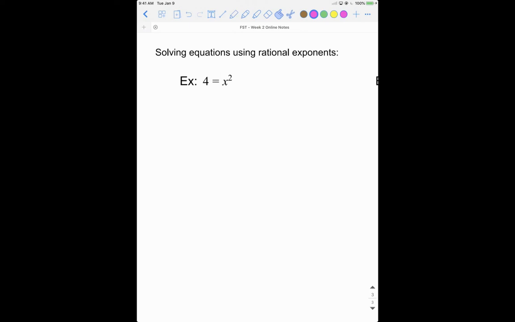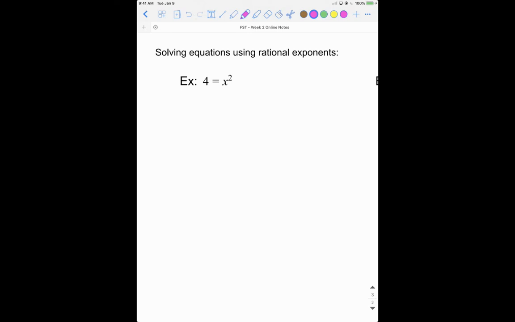All right, so the second part of rational exponents we're going to talk about is using them to solve an equation. And so we're going to start by looking back at some things that you should know how to do and now relating it back to our new material. So if we were to look at this first example, we have 4 equals x squared.